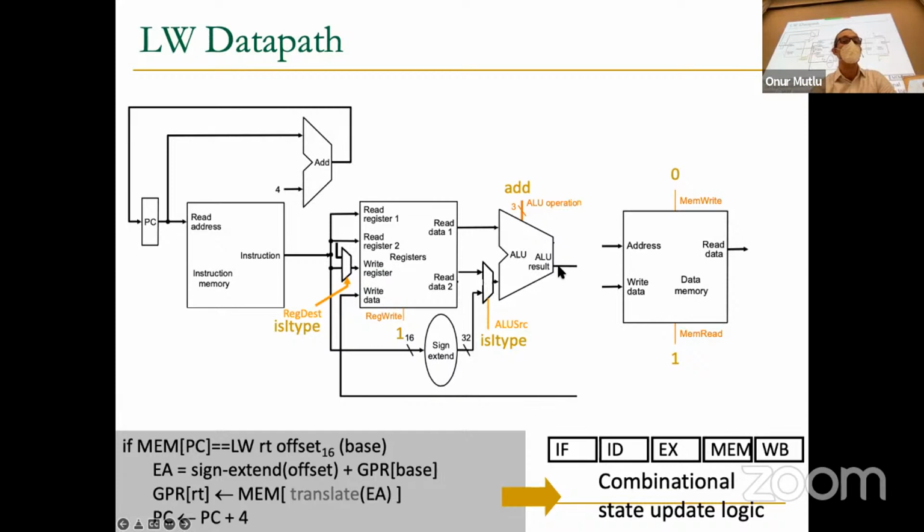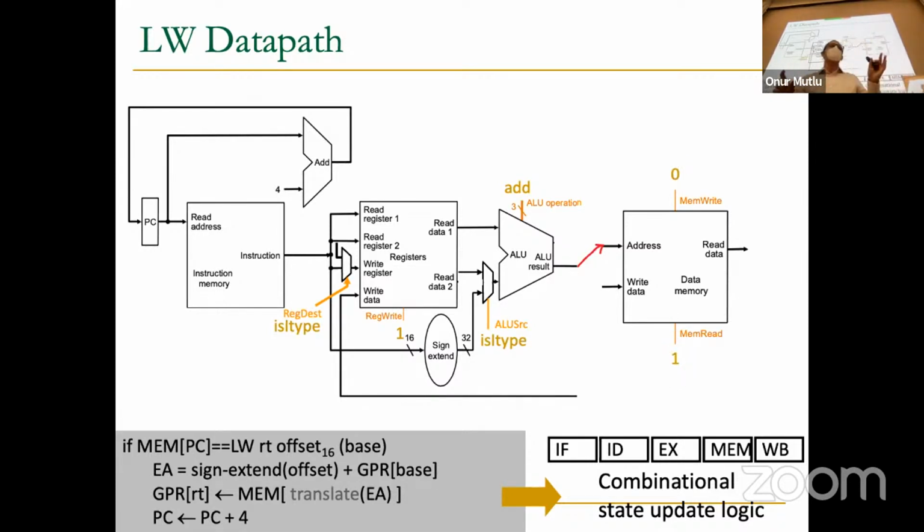Now that address needs to go to memory. So we connect it to the address port of the memory, as you can see. And we set the memory such that we don't write to it, because load is not supposed to write to memory. So we need some control signals to control memory. We set the memory so that we read from it. These signals are not necessary. It depends on your memory.